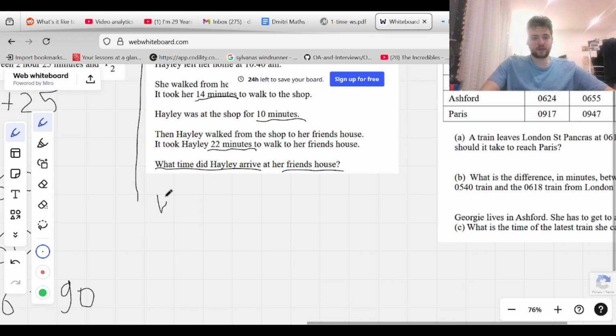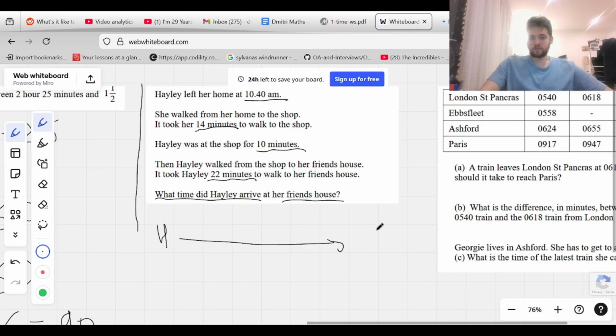So imagine this is Haley. She walks to the shop. This is the shop. To get here is 14 minutes. What time does she arrive? Well, we simply add the time that she walks to the time that she leaves. So 10:40 plus 14, which gives us 10:54.